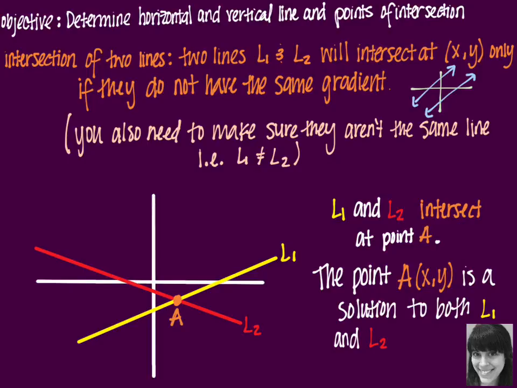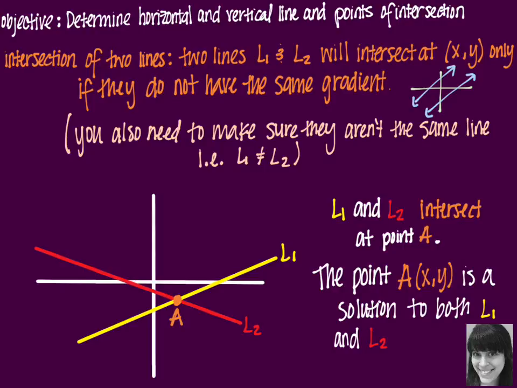And of course, I didn't use a straight edge, so it's not perfect. But if they have the same gradient, then they'll be parallel and they won't ever intersect. Another thing is that you also have to make sure that L1 and L2, so the lines, aren't exactly the same line. If you give me two equations and they're the exact same line, then of course you're not going to have any intersections. But they're also not parallel. It's called coincident, which means that they're the same line.